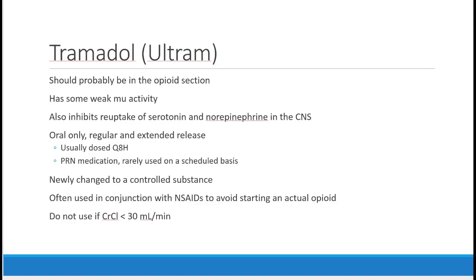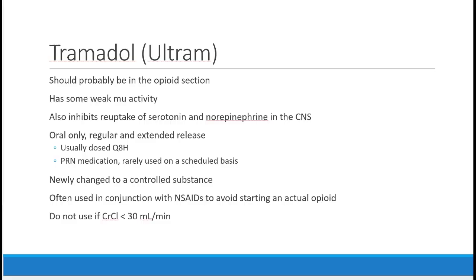Just some quick other things here. Tramadol is kind of an opioid. It has some weak mu activity, but inhibits reuptake of serotonin and norepinephrine, kind of like methadone does. It's oral only, has regular and extended release products, usually dosed every 8 hours. It was uncontrolled for a really long time, recently changed to controlled substance, which is probably a good thing because this medication is abused a lot.